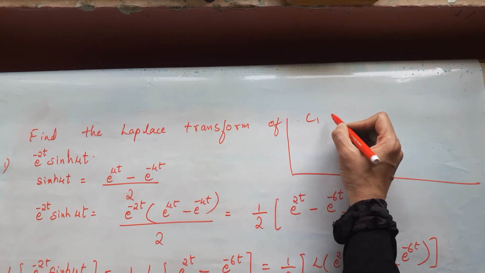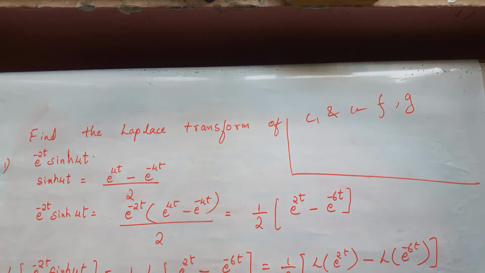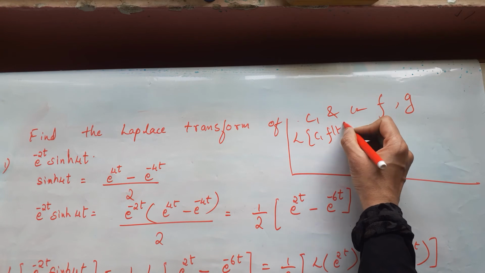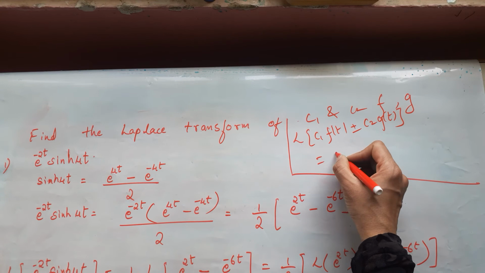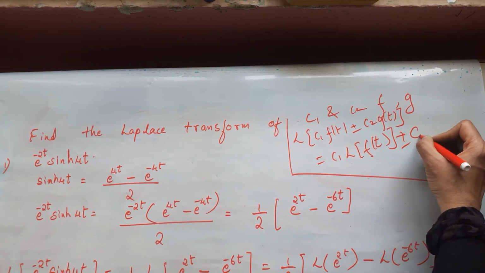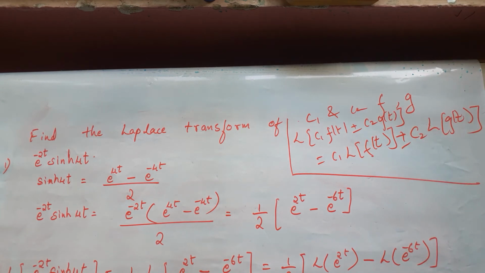Suppose you have constants c1 and c2 and some functions f and g of t, the variable t. The Laplace transform of c1 into f of t plus or minus c2 into g of t is always equal to c1 into the Laplace transform of f of t plus or minus c2 into the Laplace transform of g of t. This is the basic thing, that is, the Laplace transform satisfies the linearity property. They are linear. By applying that property you can just take that half outside because it is constant, like how c1 and c2 are constants there.